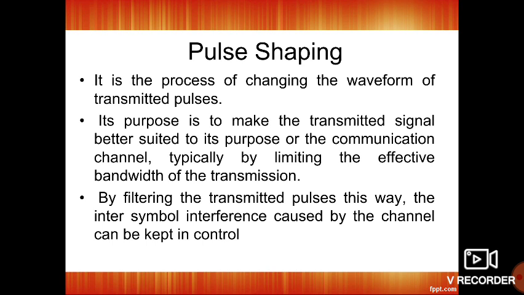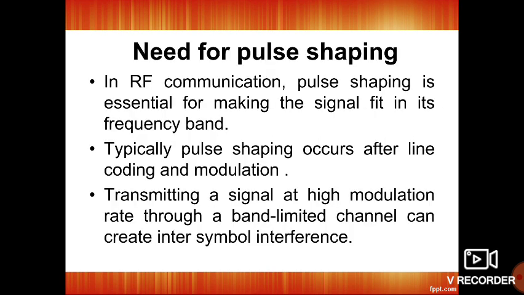Its purpose is to make the transmitted signal suitable for communication, that is, to have effective or error free transmission. By filtering the transmitted pulses in this way, the intersymbol interference, that is ISI, can be kept under control. So we have to know the need of pulse shaping.